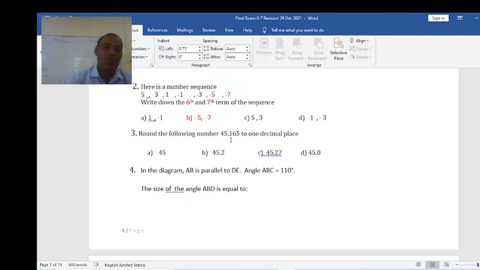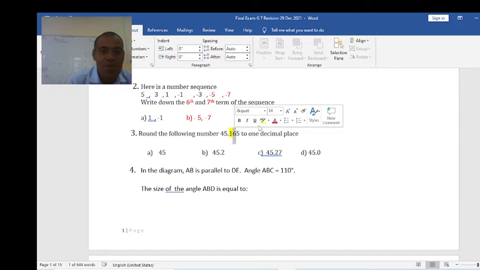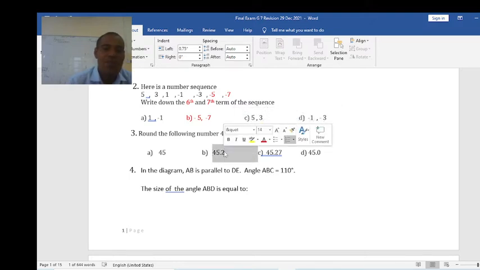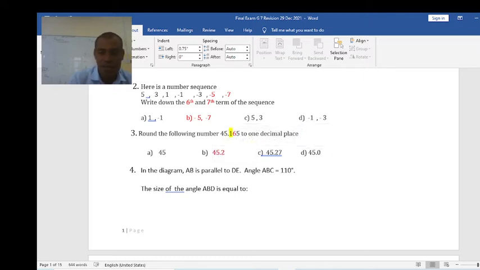Now round the following number 45.165 to 1 decimal place. It means I want only 1 digit after the decimal point. I don't like 2 digits. So we should work with the 6. The 6, my learners, is more than 5, so I will round up. I will add 1 to the tenths column's value, meaning 1 plus 1 is 2. So the correct answer will be 45.2.